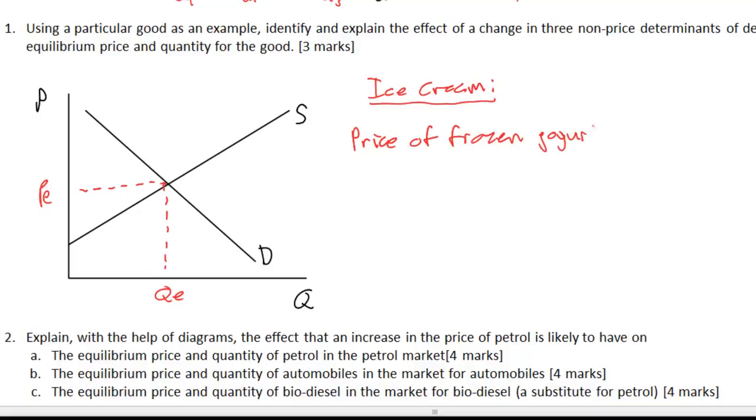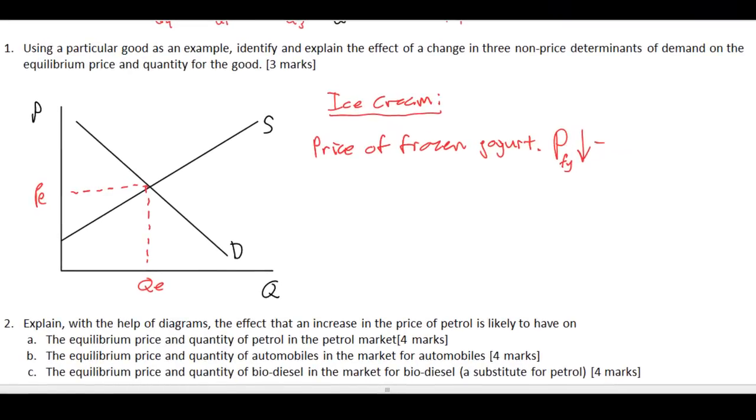Frozen yogurt is a substitute for ice cream. It can be eaten instead of ice cream. If the price of frozen yogurt decreases, this will lead to a decrease in demand for ice cream. Consumers will choose to consume more frozen yogurt and less ice cream.